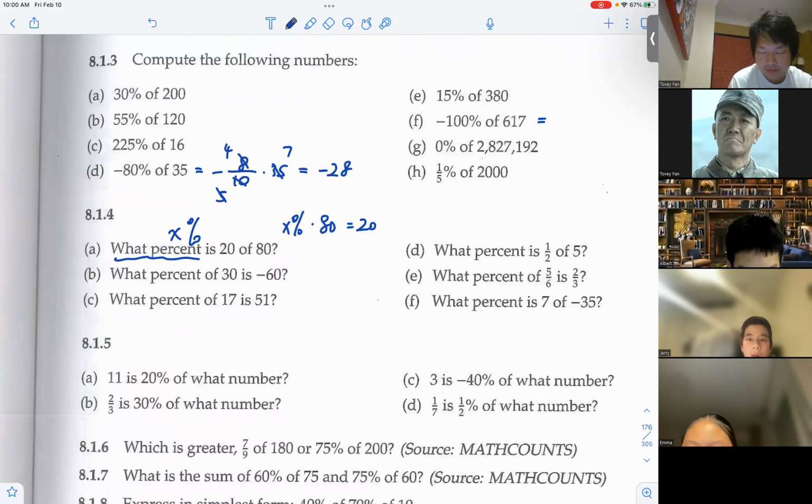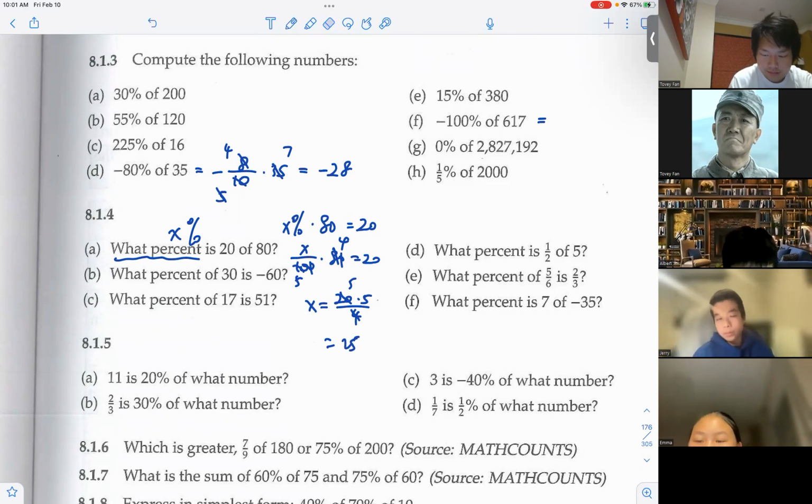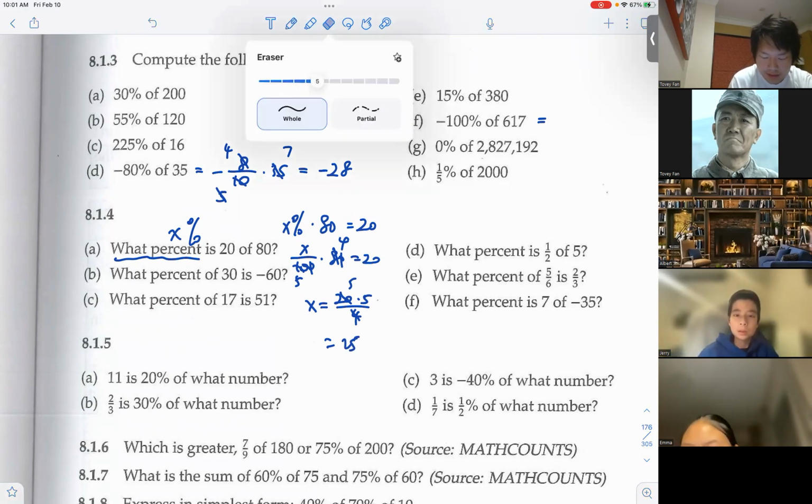Say for question A, x percent times 80. Question A, everyone got it right, but x percent times 80 is 20. It's just x over 100, right? Times 80 is 20. You solve for it. So cancel out 0. And then this is 4, this is 5. So seeing a fraction, we'll times by 5, right? So x is 20 times 5. And then there's a 4, so divided by 4. And eventually you cancel out again. That's 25. So we can get 25%. Okay? Hope that makes sense.